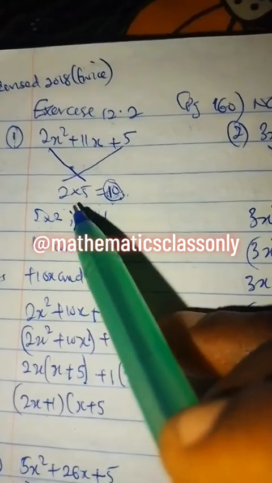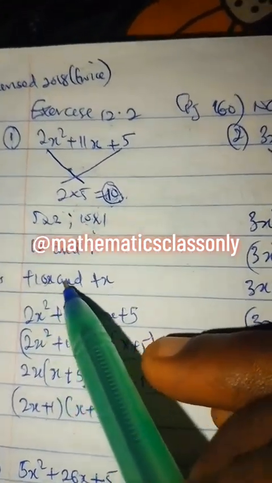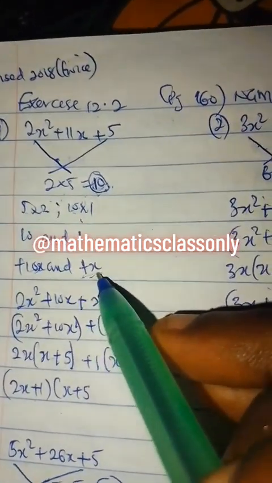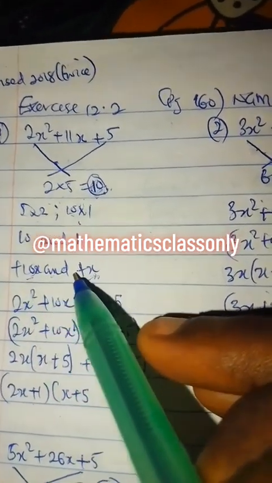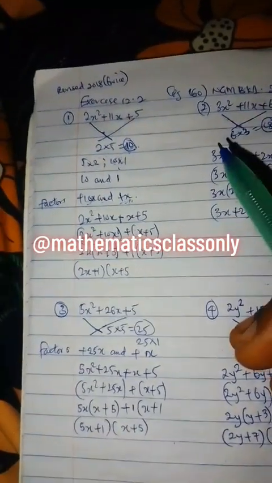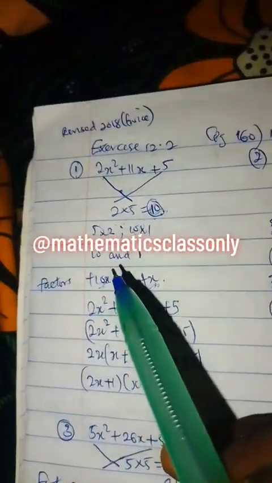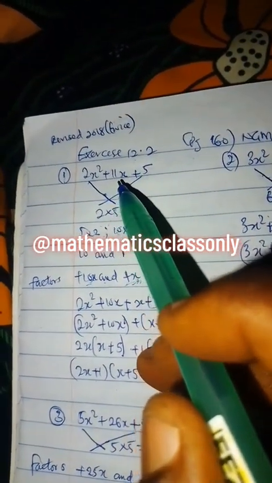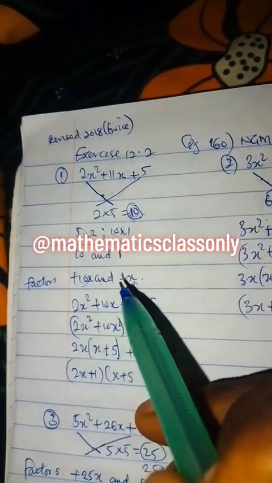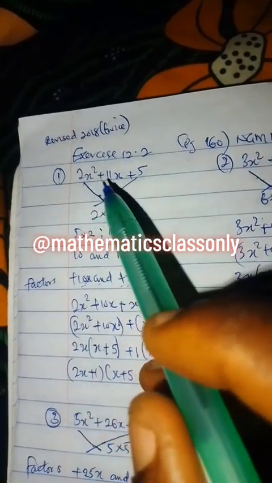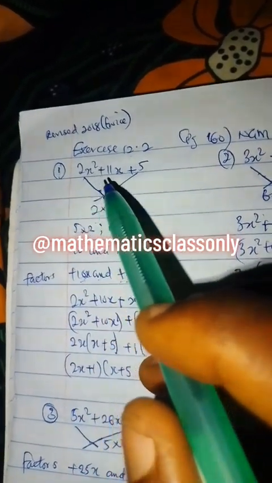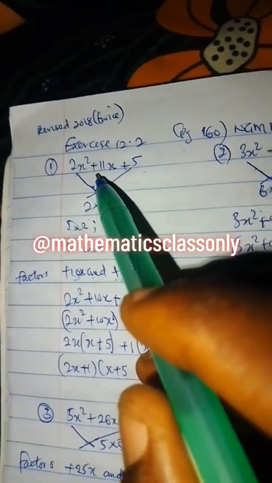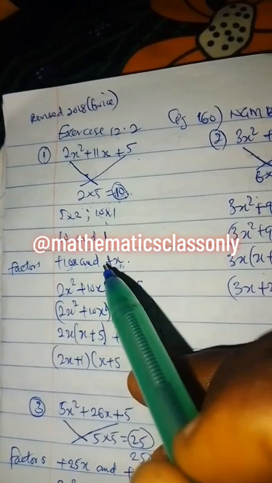So our factors are 10x and 1x, but in mathematics we just write x. So our factors are 10x and x. Now that we have our factors, the next thing we need to do is to replace plus 11x with 10x and x. So we'll rewrite this expression 2x squared plus 11x plus 5, but this time we won't write 11x anymore. We'll remove it and put 10x and 1x.